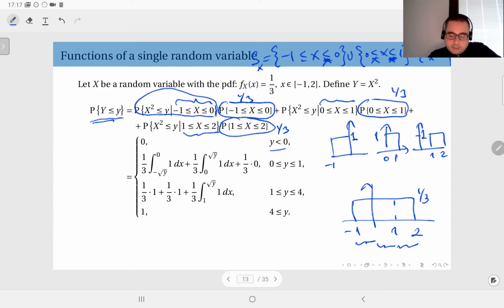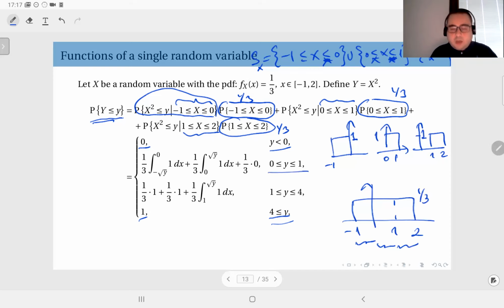Obviously, when y is negative, the probability is 0. Okay, and when y is above 4, since x is confined from -1 up to 2, the square of x cannot be larger than 4. So when y is larger than 4, this probability will be 1. It will be a certain event. And in between, I'm going to look at the region where y is between 0 and 1, and y is between 1 and 4 separately.